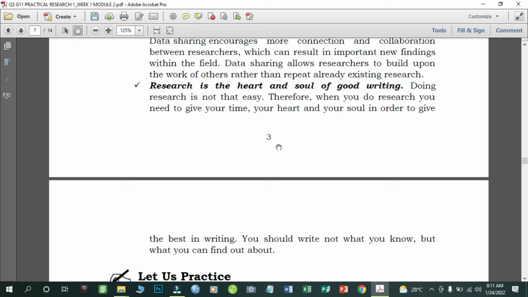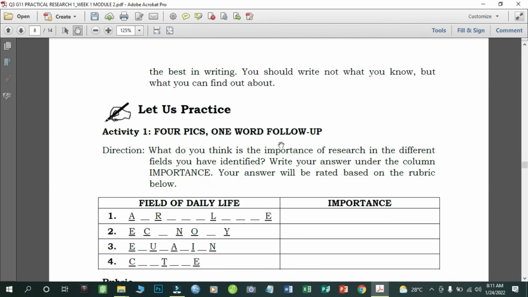Just like in your English subject, you are told to have an introduction, body, and conclusion. That is how you present your ideas in your research paper, to make it more neat and comprehensive. Okay, let us practice.